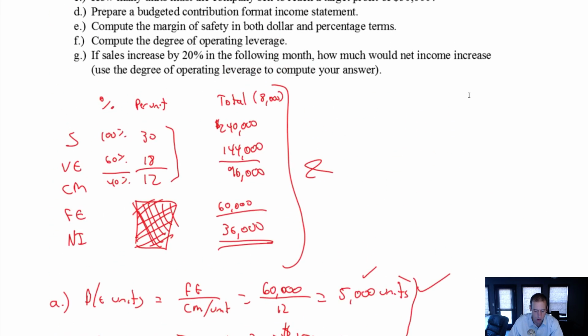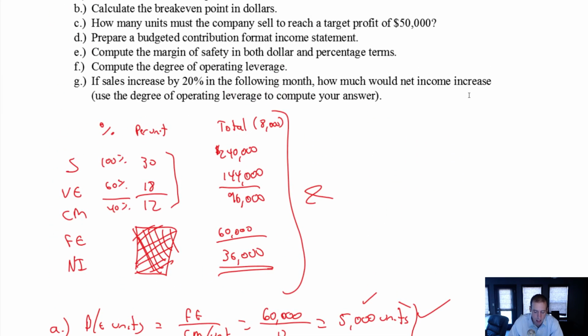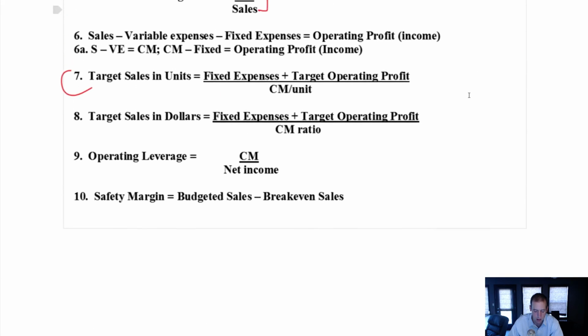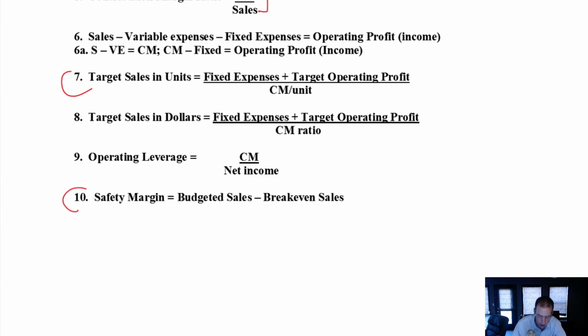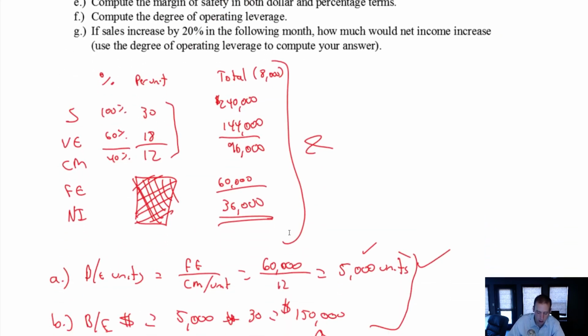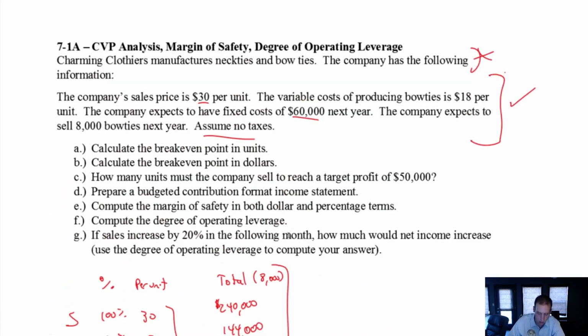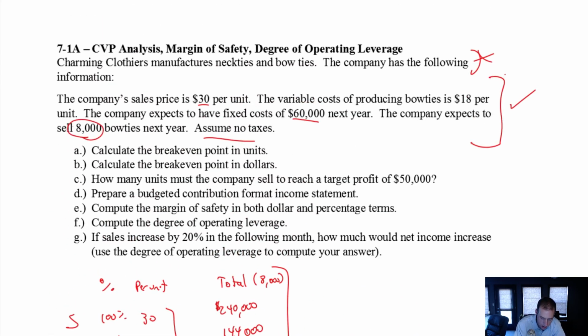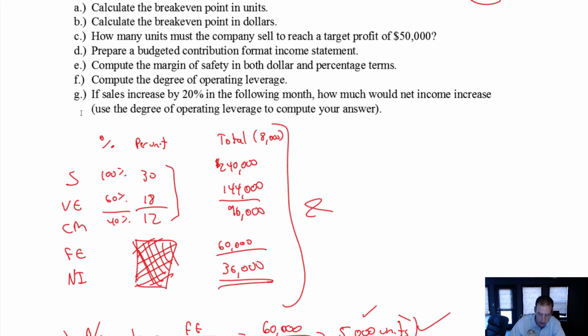So we'll break this into two parts. Compute the margin of safety in both dollar and percentage terms. Okay, margin of safety. Where is that? Oh, it's formula 10, safety margin. Budgeted sales minus break-even sales. And this is in dollars. Okay, so budgeted sales dollars. Well, according to our budget, we're expecting to sell 8,000 bow ties, and at 8,000 bow ties, sales will be $240,000.